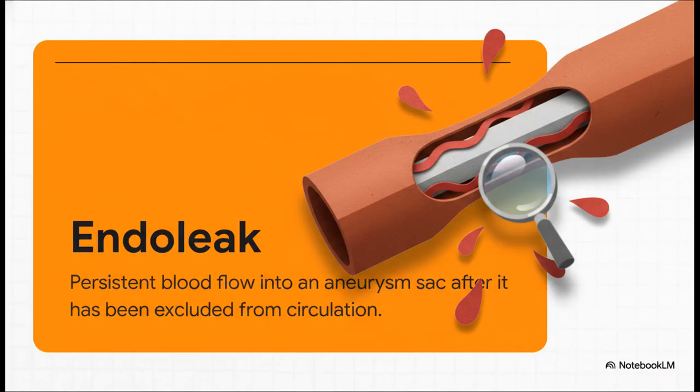So what exactly is an endoleak? Well, the technical term is persistent blood flow back into the aneurysm sac, the very thing the surgery was meant to stop. But here's a much simpler way to picture it. Imagine surgeons have put a new, strong liner inside a weak, bulging pipe. An endoleak is what happens when blood somehow finds a path into that space between the new liner and the old pipe wall and starts putting pressure on it all over again.